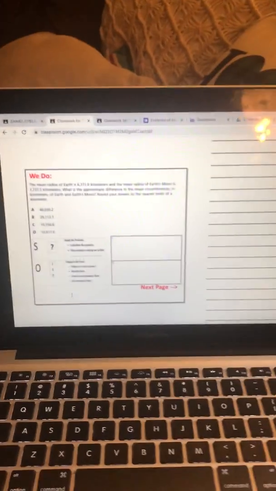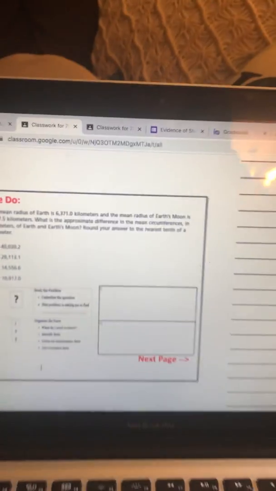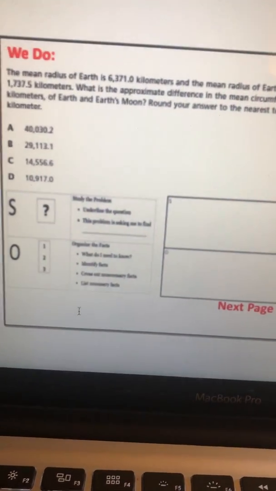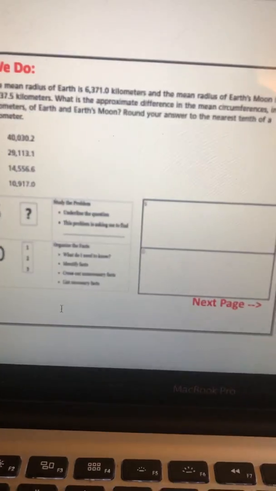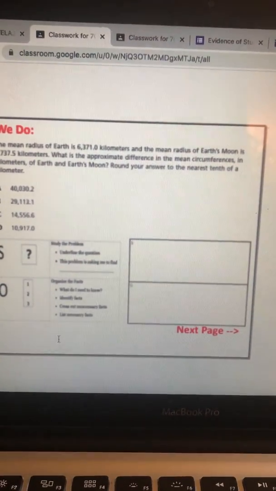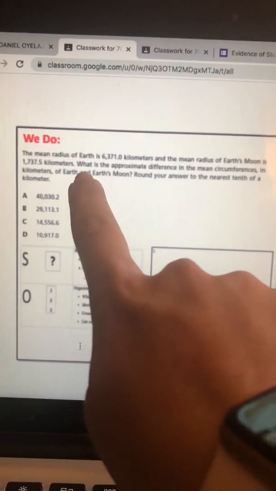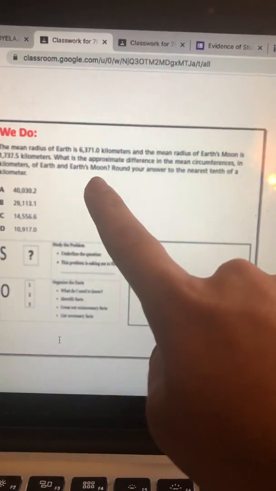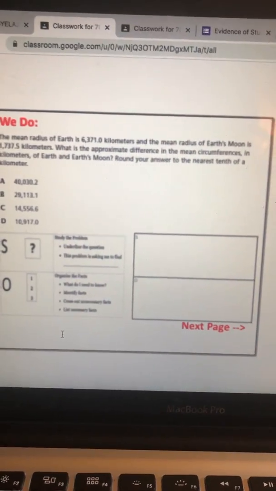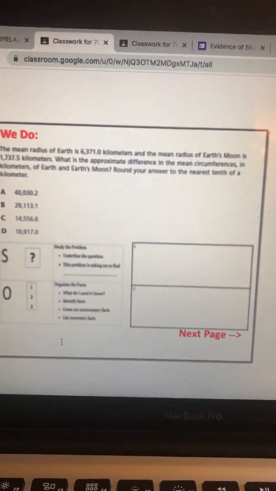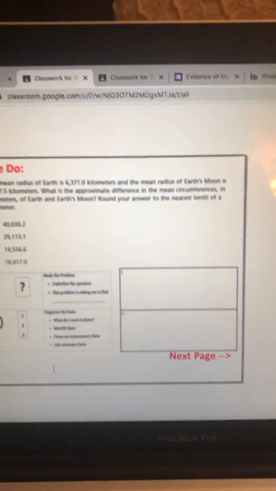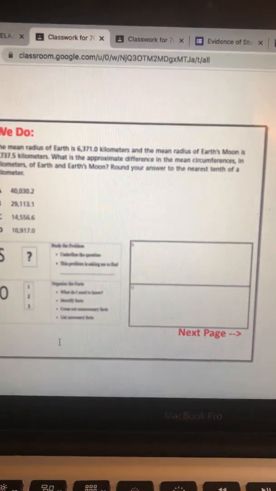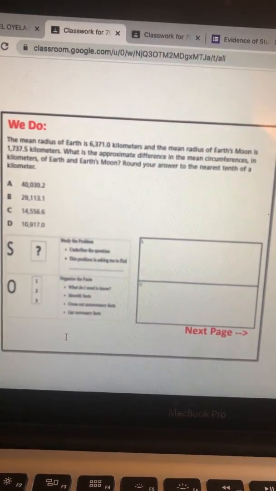Okay, so first thing when we use our solve strategy is you want to underline the question, and then you also want to answer the prompt that says this problem is asking me to find. So in this question, I would have underlined right here, what is the approximate difference in the mean circumferences in kilometers of the Earth and the Earth's moon? All right, and this problem is asking me to find the difference of those two. So we are looking for the difference of the circumference of the Earth and the Earth's moon. Okay, so that's going to be our S step.